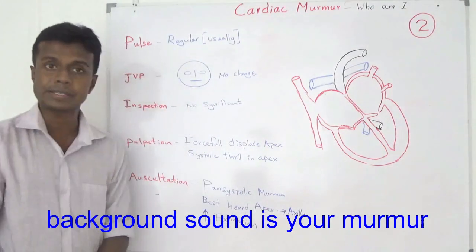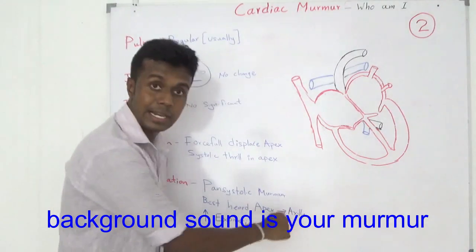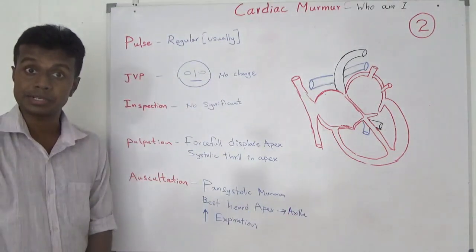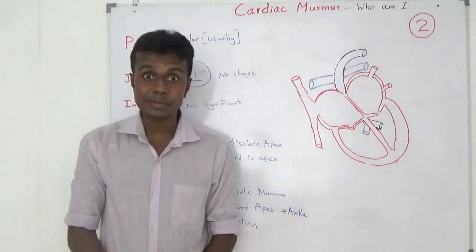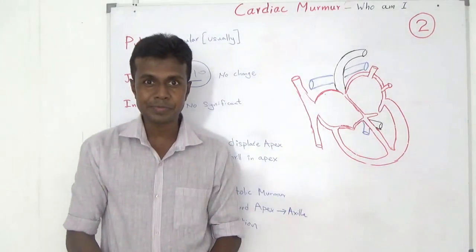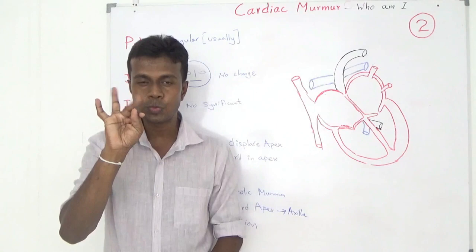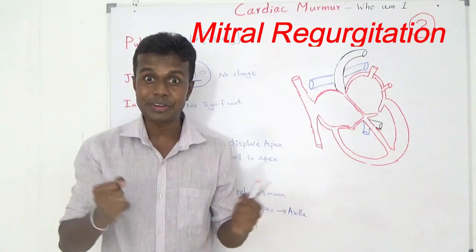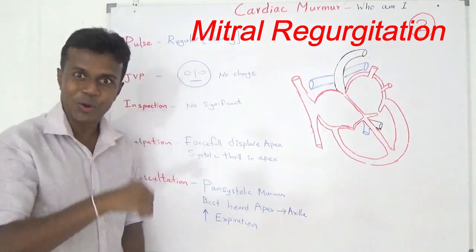Best heard in the apex, radiating to the axilla. Increases with expiration. What is the murmur? Your diagnosis is mitral regurgitation. Thank you for knowing it.